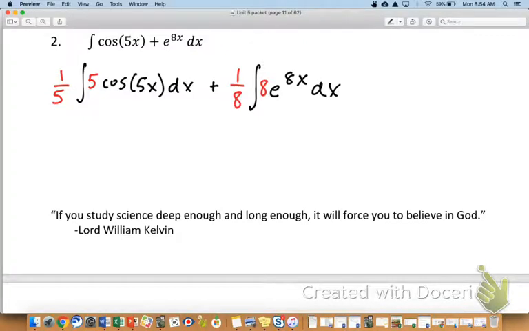So that means my final answer would be 1/5 sine of 5x. Remember, once you get the chain rule correct, the only thing you do the antiderivative of would be the big box, like the outside function. And then what do you all think the second term would be? 1/8 e to the 8x. You said a lot of 8s and 1/8. I want to make sure I get this right. E to the 8x. Yeah, okay, that makes sense.